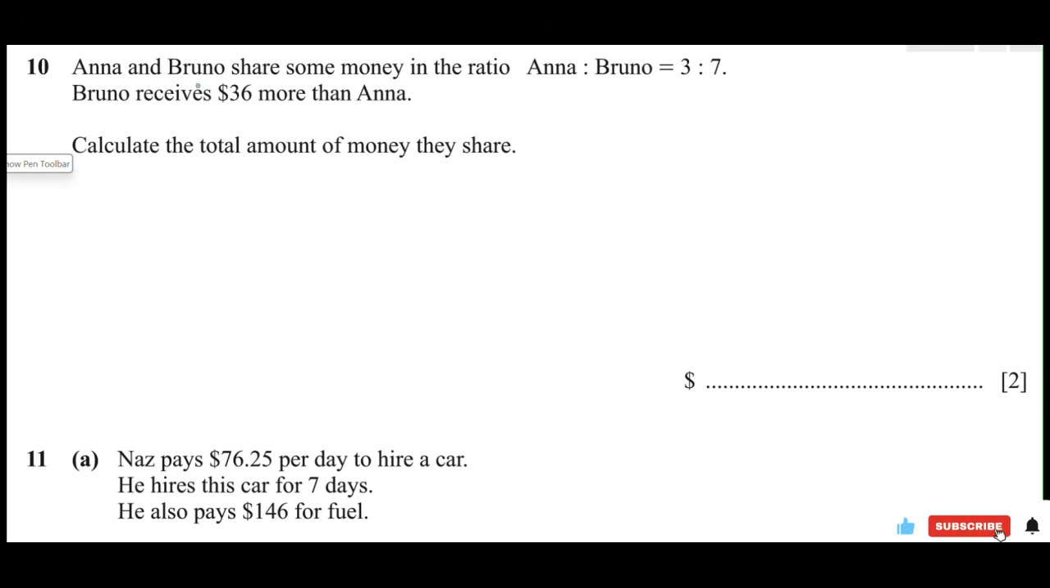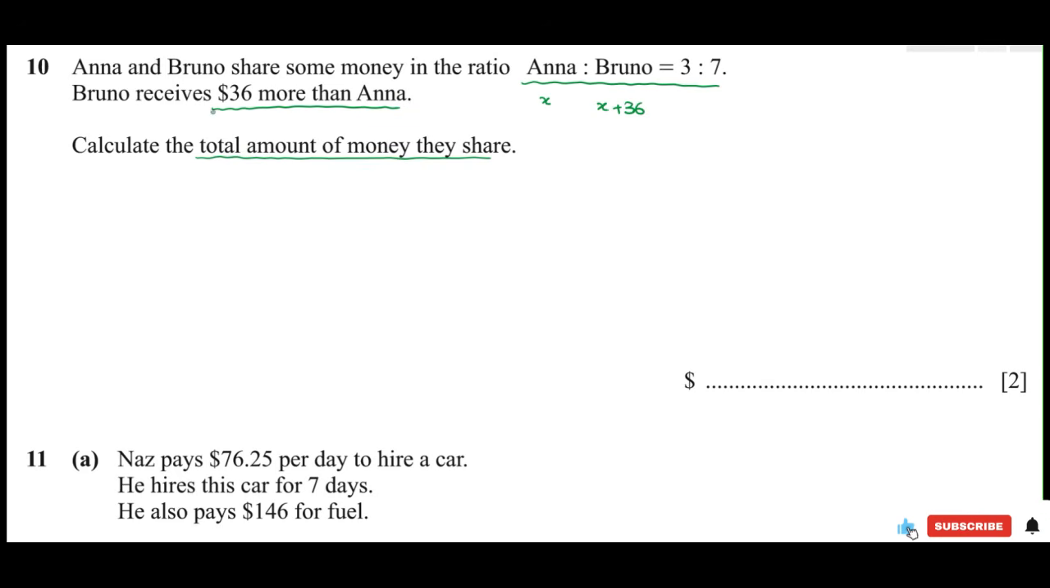Question number 10. Anna and Bruno share some money in the ratio 3:7. Bruno receives 36 more than Anna. Calculate the total amount of money they share. So if Anna receives x, then Bruno receives x plus 36, because Bruno receives 36 more than Anna.